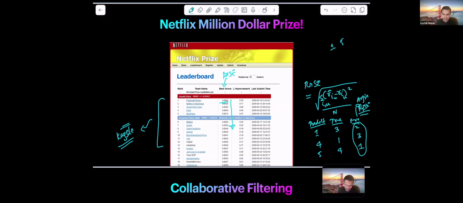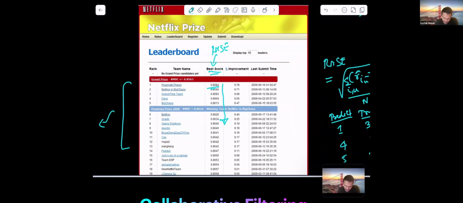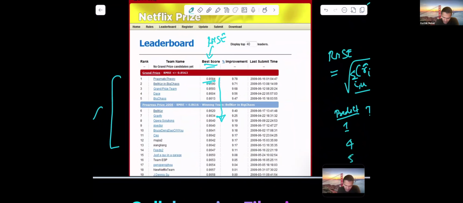So if you look at the score, right, from top to bottom, the score is increasing. Do you see that? As you go down the leaderboard, the score is increasing, which means the root mean square error is increasing. So the lower the error, the better the score. So this is actually an error. It says best score, but it's an error. So that's why you see it's kind of increasing.